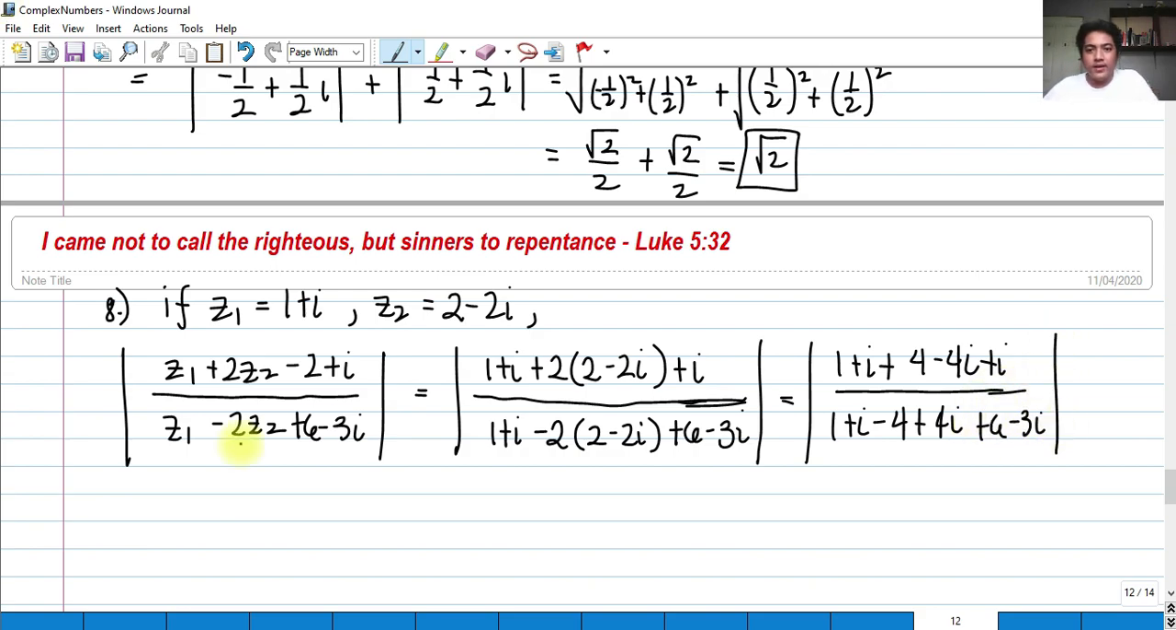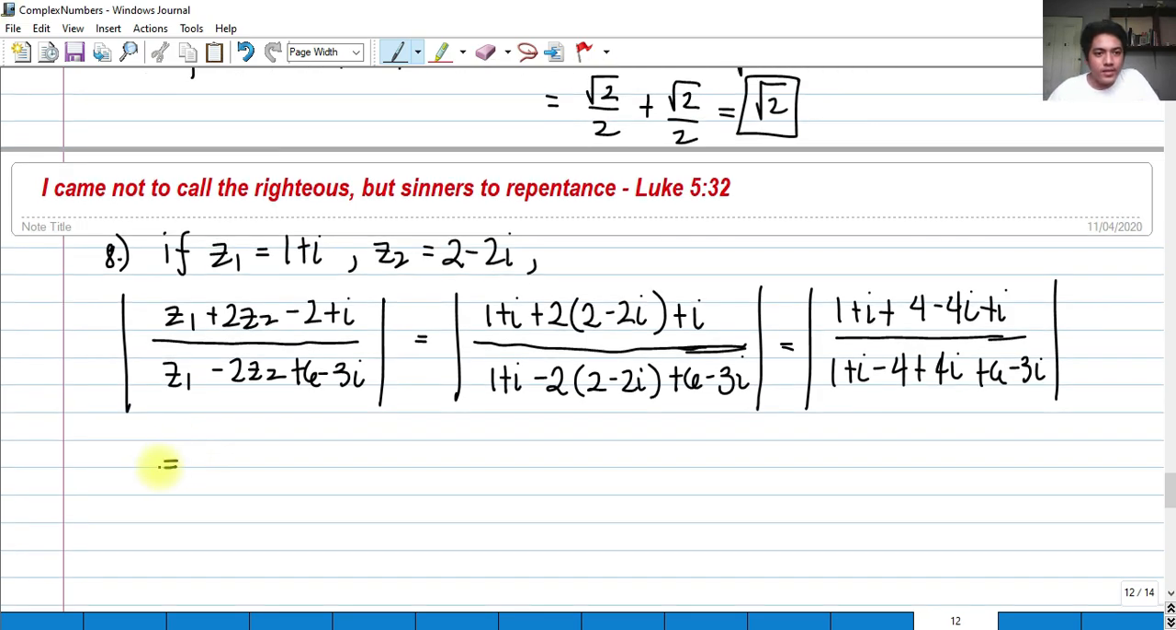Then simplify. So we have 1 plus 4, that is 5. Oh, I forgot. Wait, I forgot the minus 2 here. So I still have minus 2 plus i here. We have minus 2 after the 4i here. Minus 2 plus i. Apologies, that's a mistake. So we have minus 2 here. We forgot that.